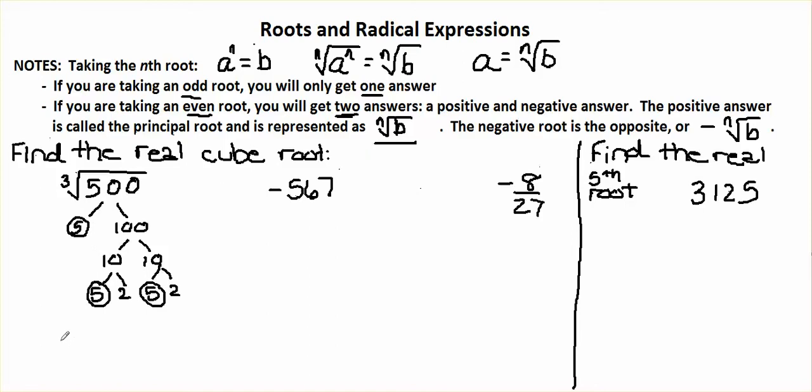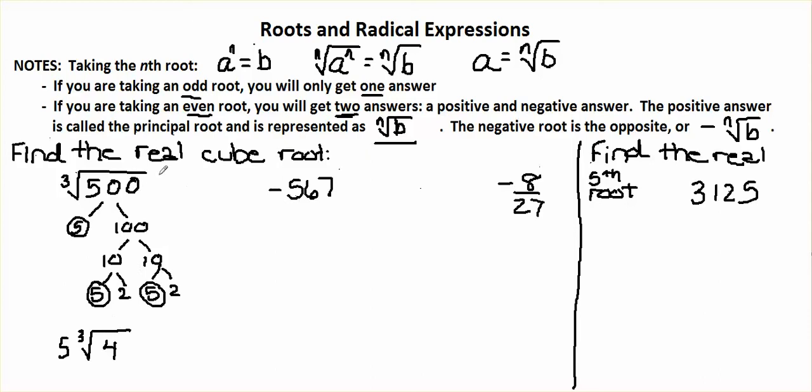So we're going to pull one of those 5s out. But now we don't have any more groups of 3. So whatever we haven't circled, we are going to keep underneath our radical sign. So 2 times 2 is 4. The answer to this problem, the cube root of 500, is 5 cube root of 4.